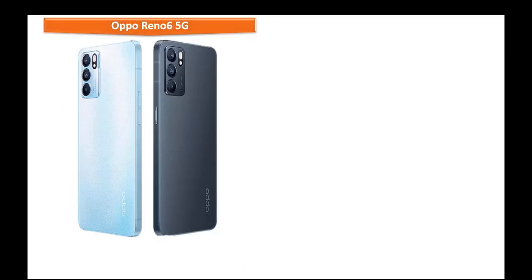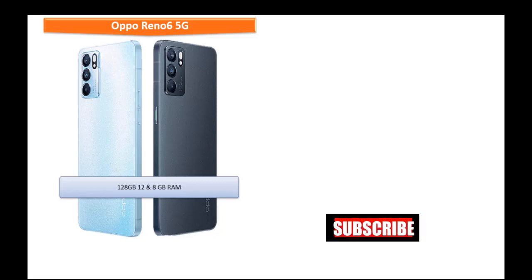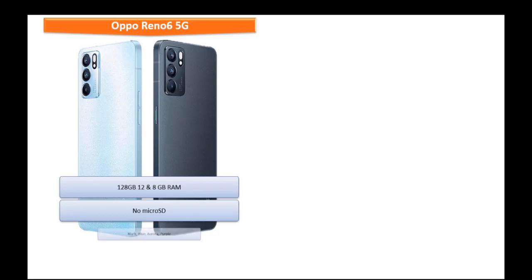Talking about the internal memory, Oppo Reno6 5G comes in two variants. One is 128GB with 12GB RAM and the other variant is 128GB with 8GB RAM, but there is no micro SD support. Friends, as far as the colors for this device are concerned, it is produced in black, blue, Aurora and purple colors.